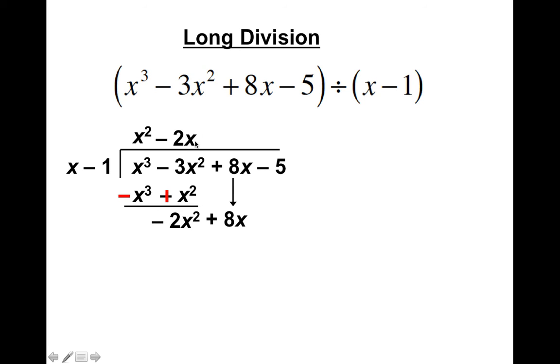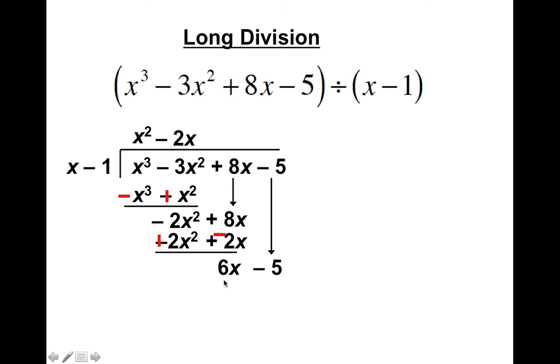Then we multiply. Negative 2x times x is negative 2x squared. Negative 2x times negative 1 is a positive 2x. Remember, we're subtracting that entire row, so you're going to change both signs. So this is going to become positive, and this is going to become negative. Notice the x squareds cancel. So we have 8x minus 2x, which is 6x. Drop the last term.